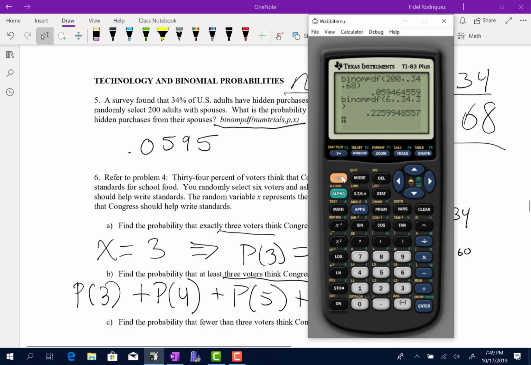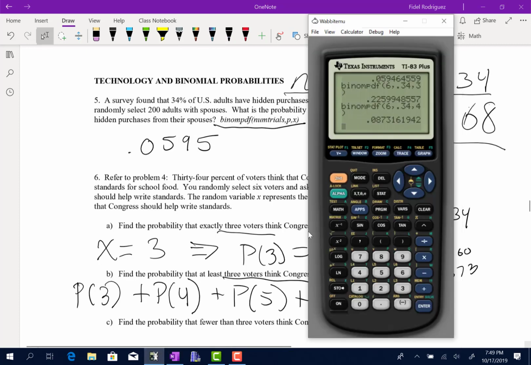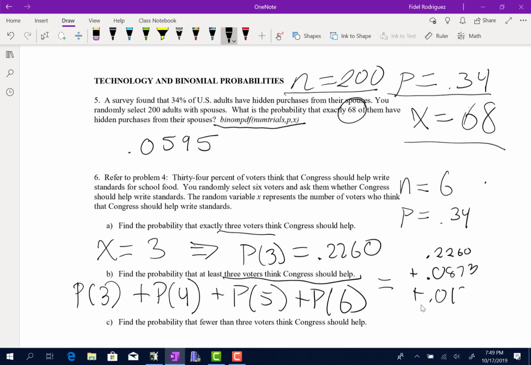Okay, now let's do the same thing, but let's do the probability for 4 of them, right? Guys, wouldn't I just go second entry and then just change that 3 to a what? To a 4. Enter. 0.0873. Okay. And then we're going to do that all over again, but we're going to change that 4 now to a 5. Okay. Second entry. Come back over here. Let's change this guy to a 5. Hit enter. 0.0178. Okay.